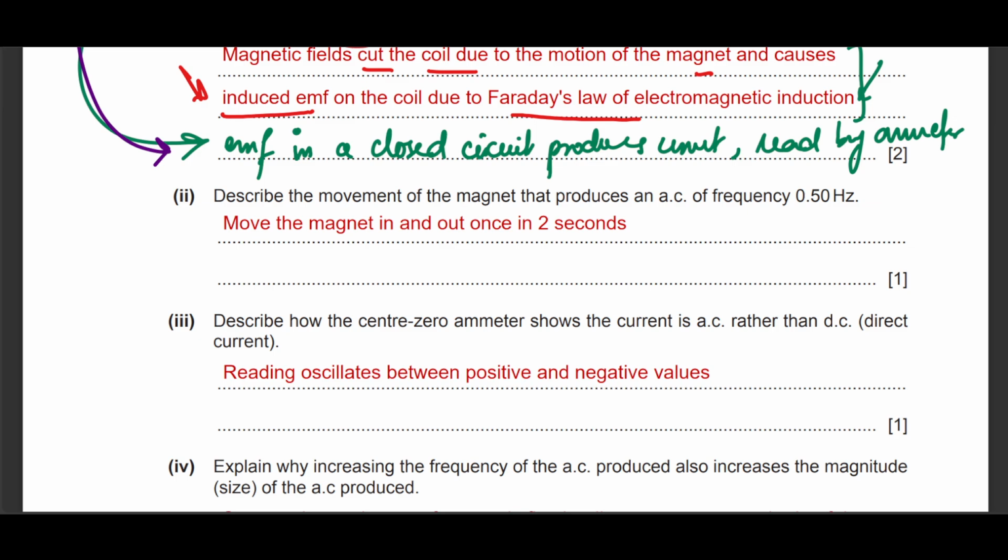Part 2: describe the movement of the magnet that produced an AC frequency of 0.5. This is an interesting question. See, frequency is equal to 1 over T. Now, if you want to find the time, this would be 1 divided by 0.5, which equals 2 seconds. What does that mean? It means that the magnet should be moved in and moved out, but in a total time frame of 2 seconds. If you do that, then you will be generating a frequency of 0.5 hertz. Right? Okay.